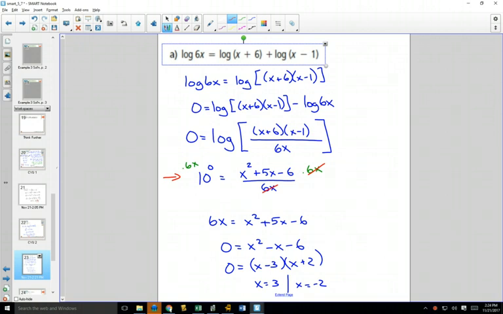The last thing we have to do for every logarithm equation is check in our original equation. If I plug in 3, do I ever take the log of a negative number? 18, 9, 2. It's always a positive number inside your log, so that one's fine. If I plug in negative 2, I get a negative number right away, so I can put an x through that one.